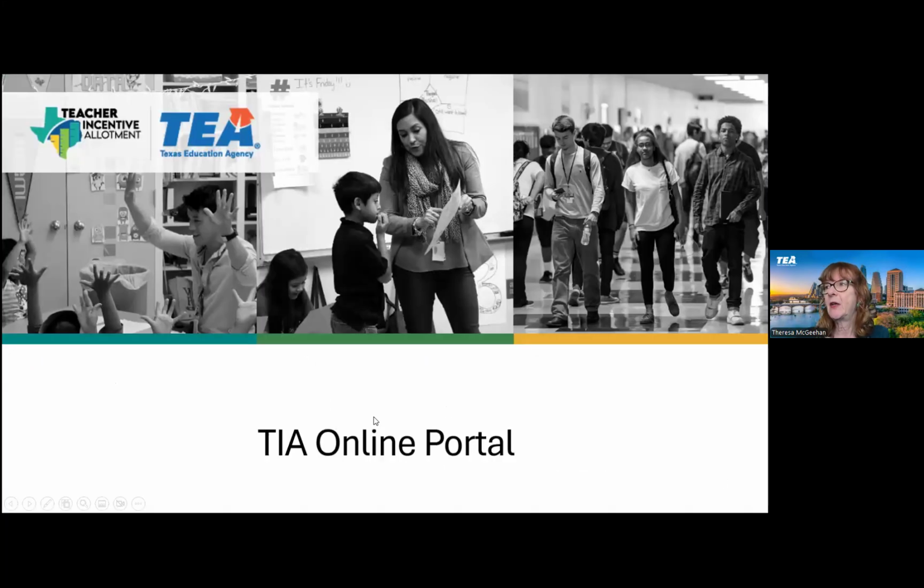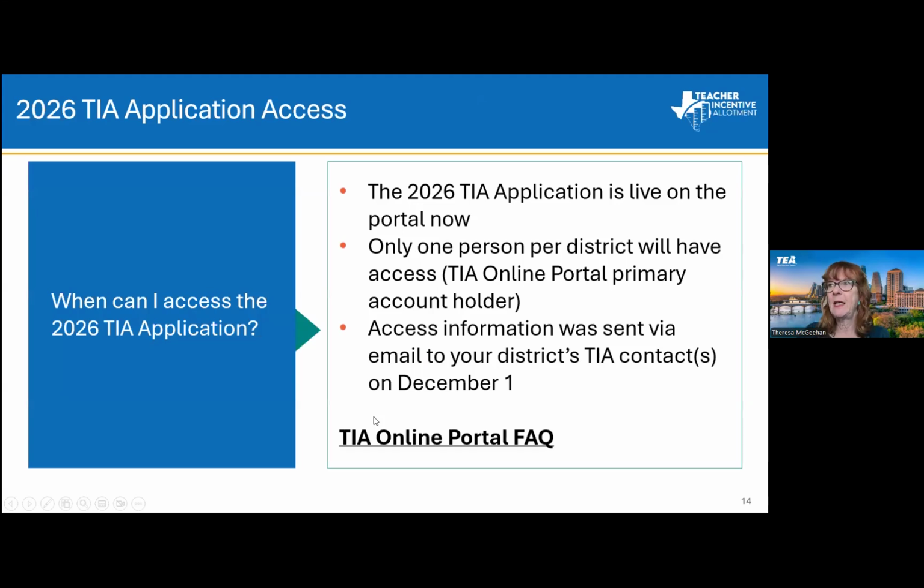So now we're going to talk about the online portal. This application is available only through the online portal. If you have done an expansion modification application in the past, not last year, but prior to that, all the applications were actually in Excel. We have changed that. Starting last year, all applications are in an online portal, which we're going to go over today. It is now live right now.